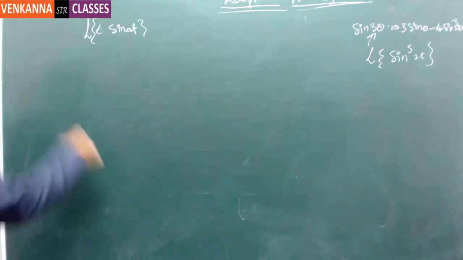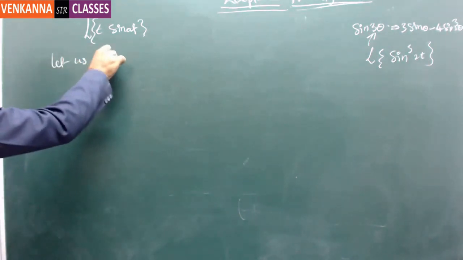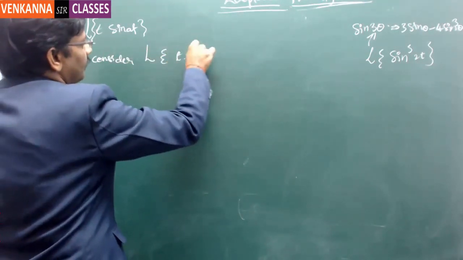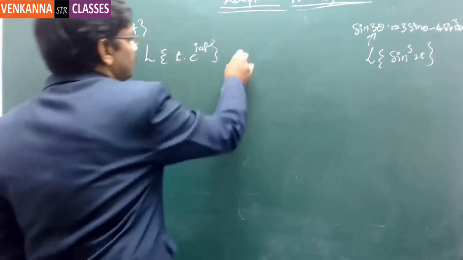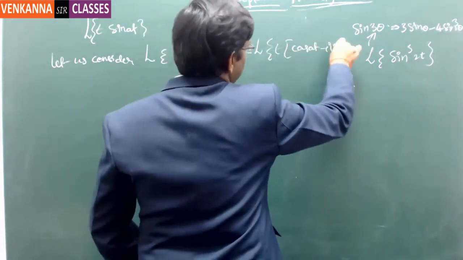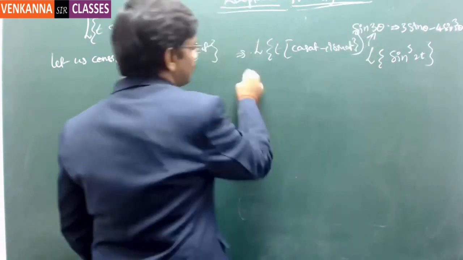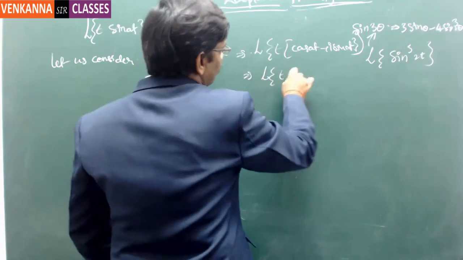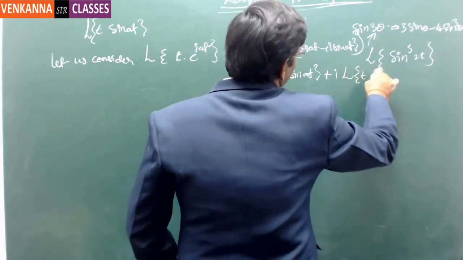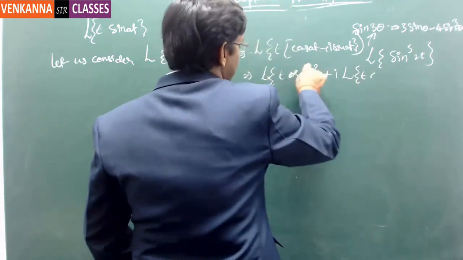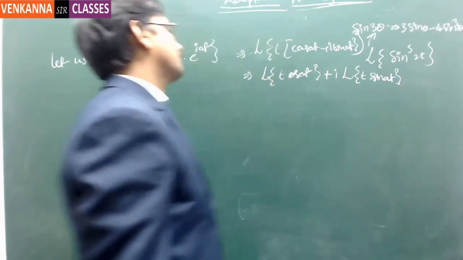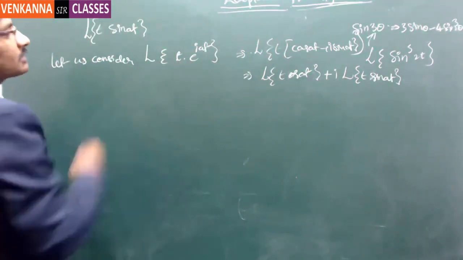See this. Let us consider the Laplace transform of t into e power i a t. This is nothing but the Laplace transform of t into cos a t plus i sin a t. So this is from the complex principle. This is nothing but the Laplace transform of t sin a t plus i times the Laplace transform of t cos a t. This is t sin a t. Got it? Now this is the Laplace transform of t sin a t.